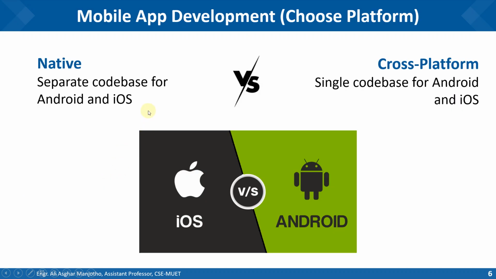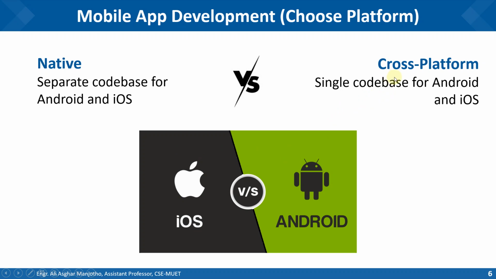And whenever you are developing a mobile application, you have to choose between two options: whether you are developing native applications or cross-platform applications. Whenever you're developing a native application, this means that you have to maintain a separate code base for iOS and a separate code base for Android. So you'll be maintaining two different code bases, and obviously you will have two different teams for developing the code. You will have two different maintenance teams as well.